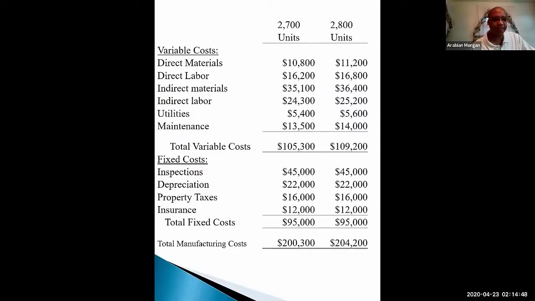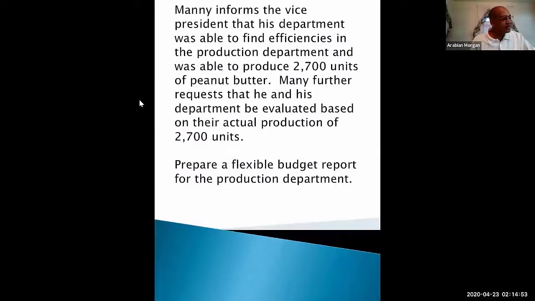Look at page 405. It says, Manny informs the vice president that his department was able to find efficiencies in the production department and was able to produce 2,700 units of peanut butter. Manny further requests that he and his department be evaluated based on their actual production of 2,700 units. So if you'll recall, on page 402, the budget report that Manny was being held responsible for was based on only making 2,500 units of peanut butter.